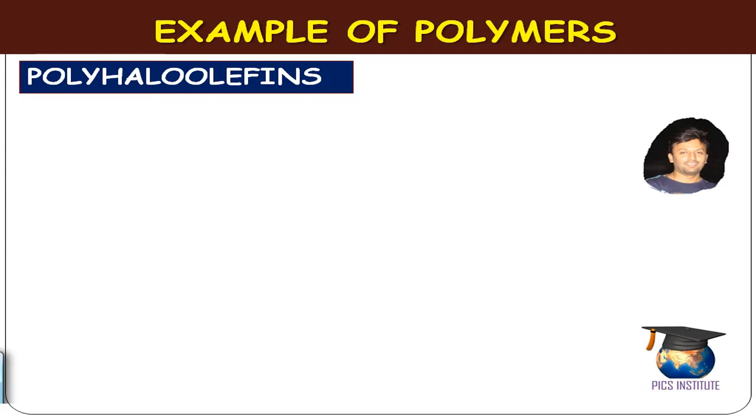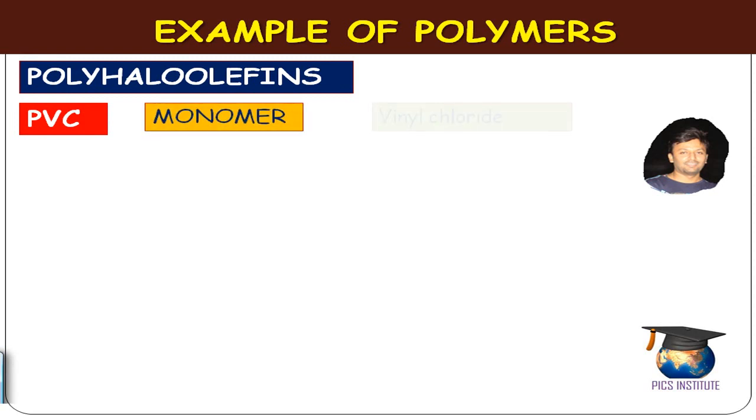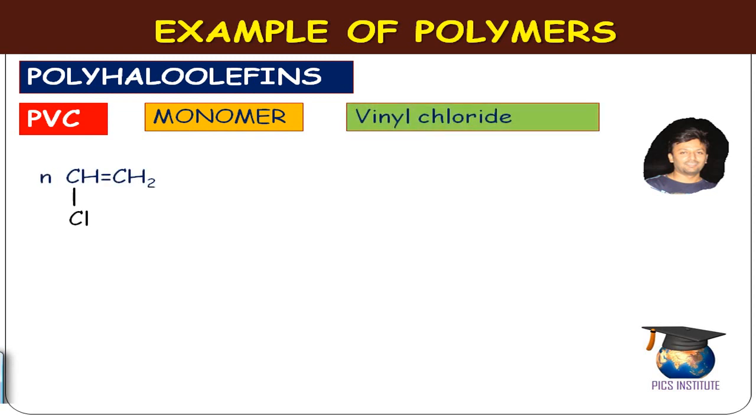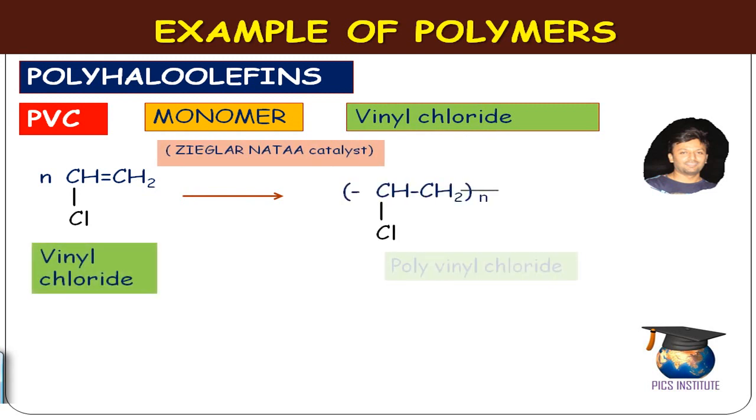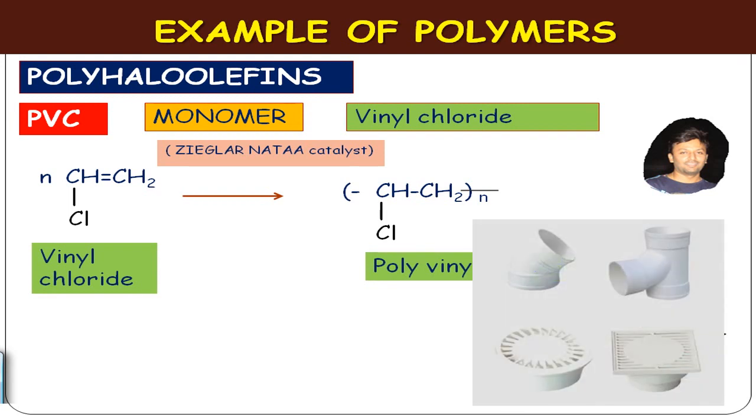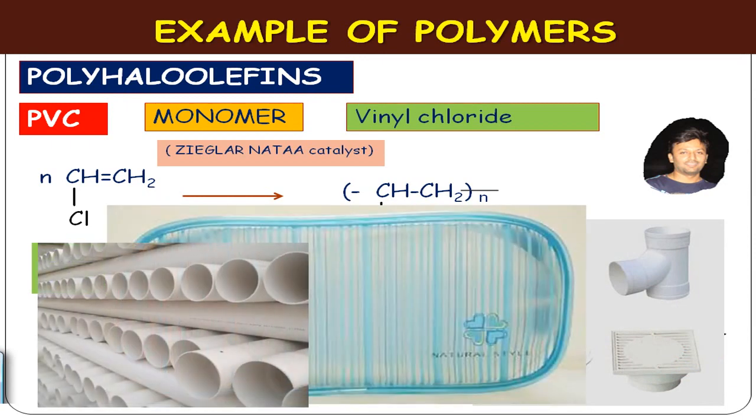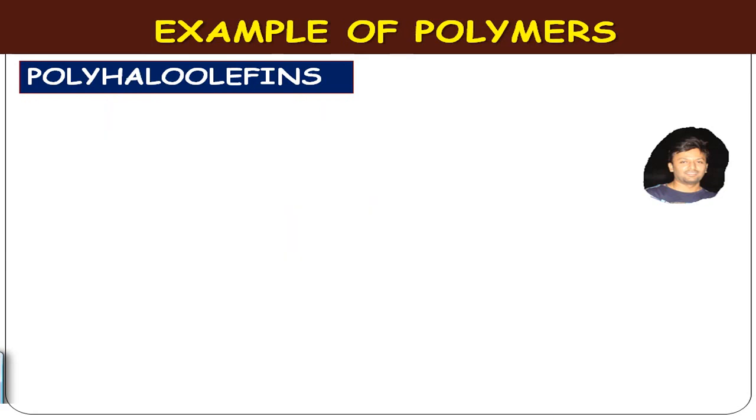The next category is polyhaloolefins, which means these are the polymers of halogen containing alkenes. First is PVC, polyvinyl chloride. The monomer is vinyl chloride. This vinyl chloride on polymerization gives PVC. PVC is used for preparation of various products like pipes, doormats, other pipes, etc.